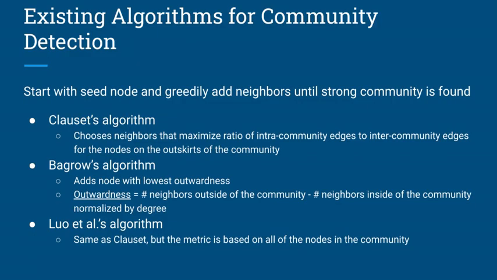Existing algorithms for community detection start with the seed node and greedily add neighbors until a strong community is found. Cosset's algorithm chooses neighbors that maximize the ratio of intra-community edges to intercommunity edges for the nodes that are on the outskirts of the community. Bagor's algorithm adds nodes with the lowest outwardness. Outwardness is the number of neighbors outside of the community minus the number of the neighbors inside and is normalized by degree.